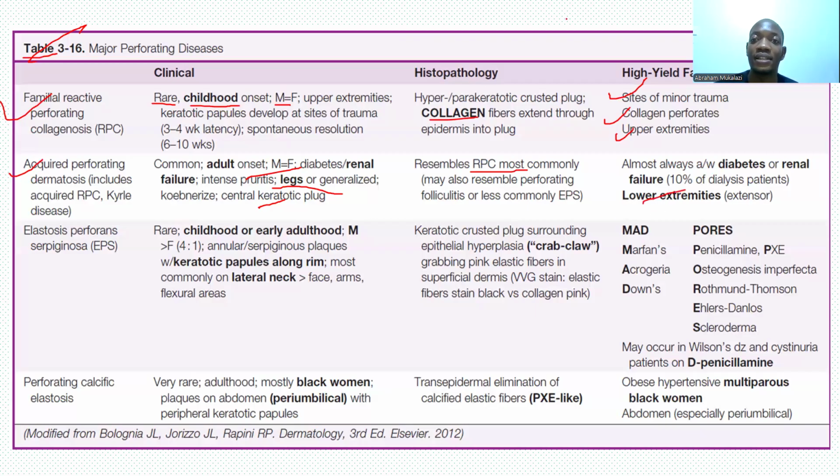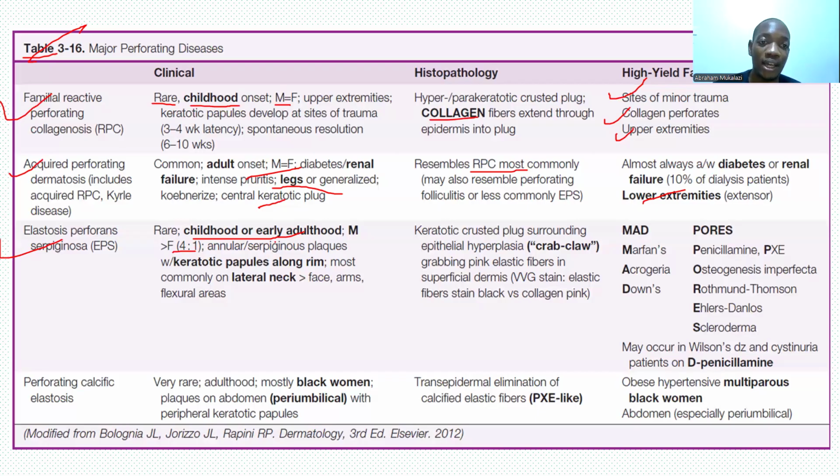So you'll find that in this case, the first one, the familial type, is common in the upper extremities, but the acquired type affects the lower extremities. Then the next one is the elastosis perforans serpiginosa. In this case, it's still a little bit rare, but it can occur either in childhood or early adulthood, and it is four times more common in males compared to females.